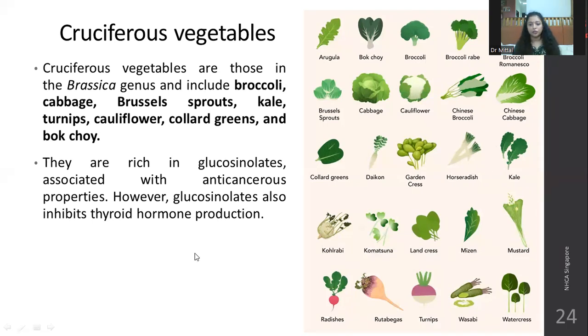Mustard leaves they have shown, they have not mentioned mustard seeds. The culprit here, which inhibits thyroid hormone production, is glucosinolates, which may not be present in mustard seeds. Since it is an antioxidant, it will be present more in mustard leaves, not in the mustard seeds.